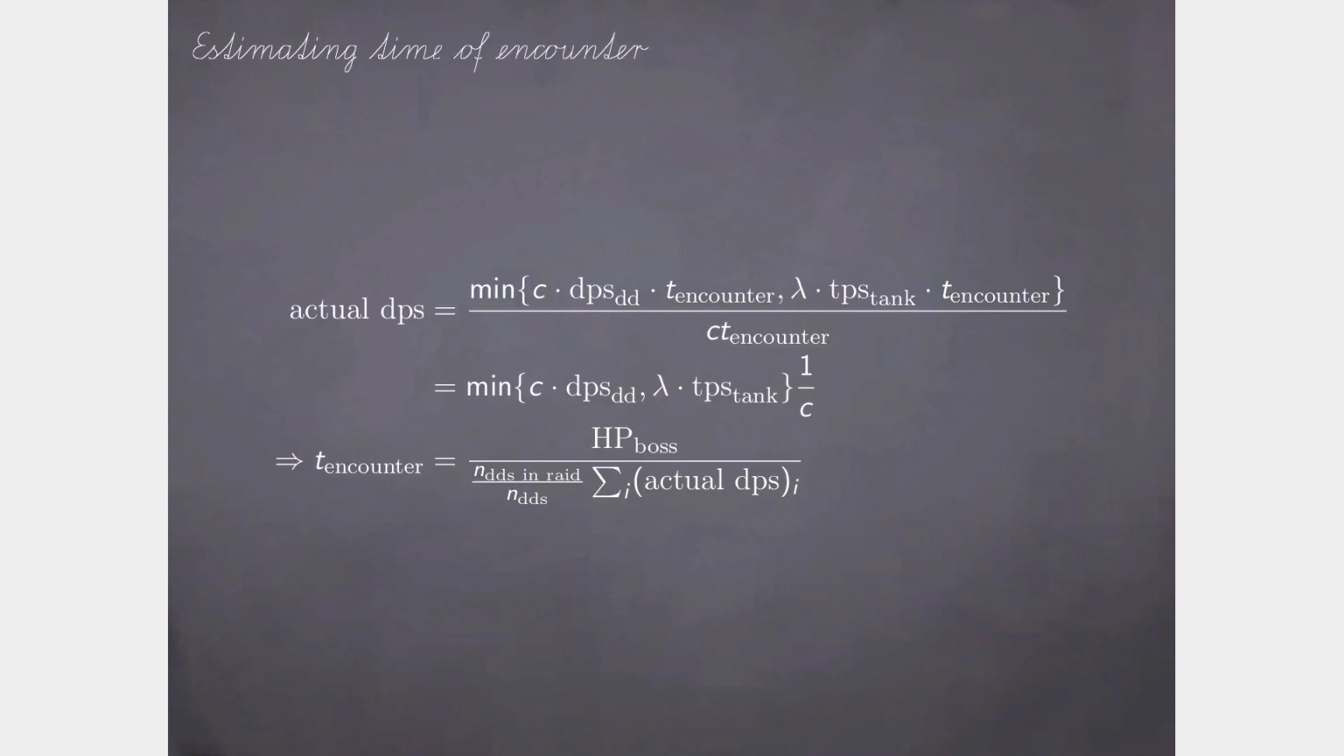For this, we first estimate the average damage dealer's DPS, considering the DPS is capped by the threat the tank generates, as shown by the first formula on this sheet. The threshold lambda depends on the class and is 109% for melees and 129% for ranged damage dealers. The coefficient C is the conversion coefficient between damage and threat and varies from spec to spec. Once we have the actual DPS, we can estimate the raid DPS and from that the time of the encounter.